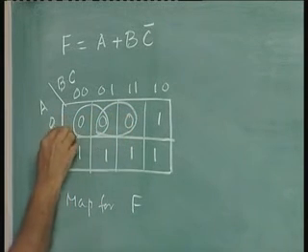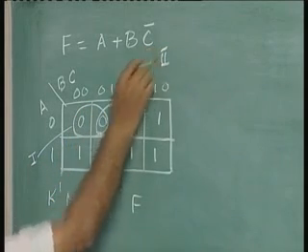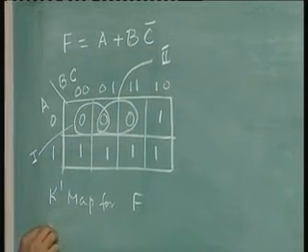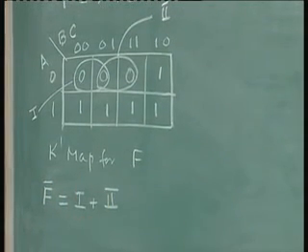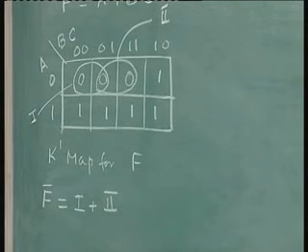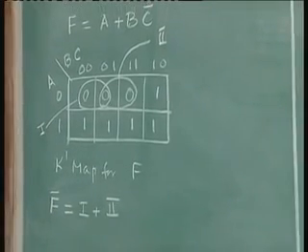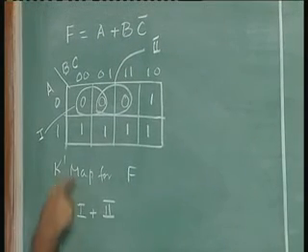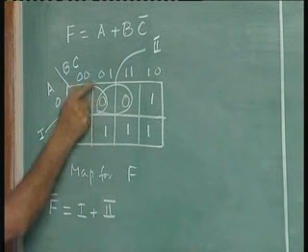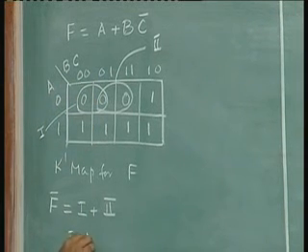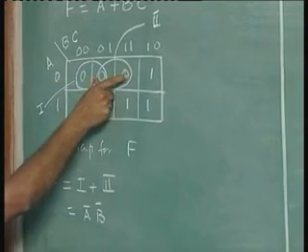I will call this prime implicant 1, and this prime implicant 2. F bar is the sum of prime implicant 1 and prime implicant 2. When you say sum, you really mean the OR operation. So what is prime implicant 1? This is A bar B bar. Correct? This is A bar B bar. And this is A bar C.